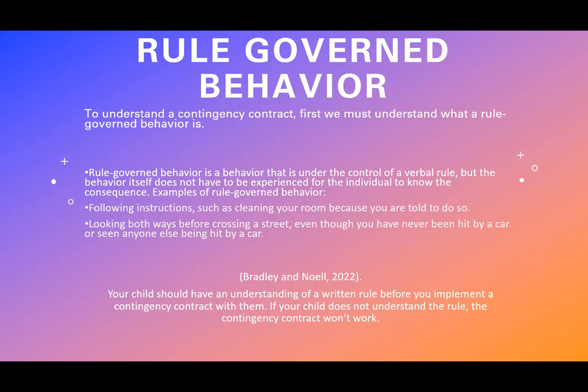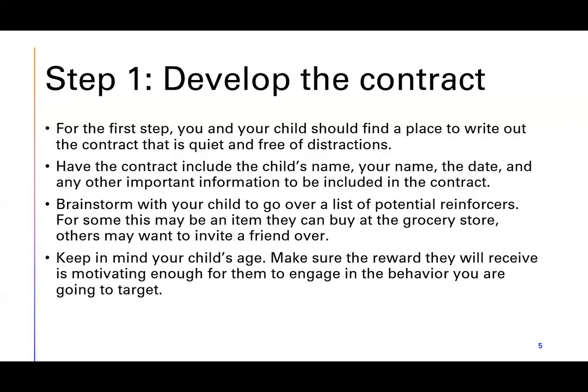And your child should have some kind of understanding of the written rule before you implement the contingency contract with them, because if your child doesn't understand the rule, the contingency contract won't work. So they have to understand if they engage in the behavior that you're writing out, that they will get access to the reinforcer. So now we can get into developing the contract.